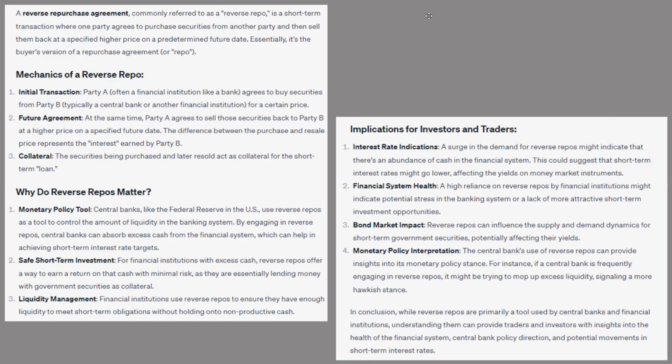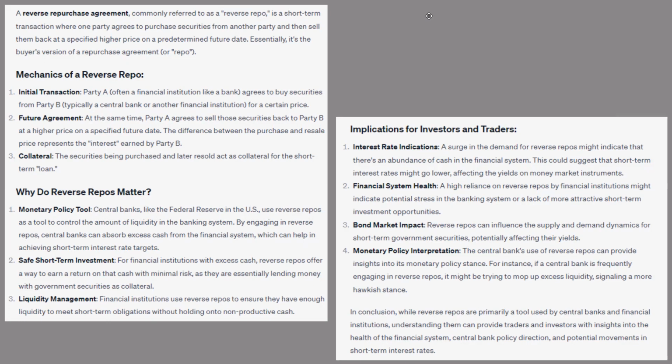Now, with the initial transaction, party A is often a financial institution like a bank. So the banks really are the ones who use this. They agree to buy securities from party B, typically a central bank, like the Fed or another financial institution, for a certain price. Then you have the future agreement. So they agree to sell those securities back to party B at a higher price on a specified future date. The difference between the purchase and resale price represents the interest earned by party B. And then you have collateral.